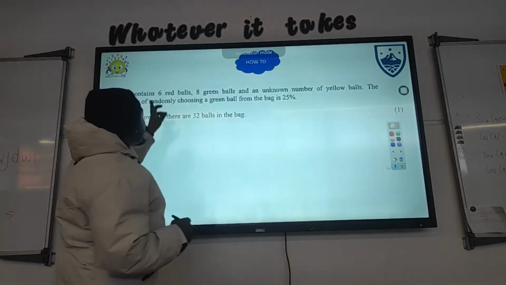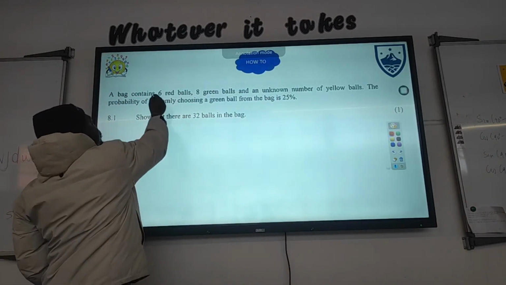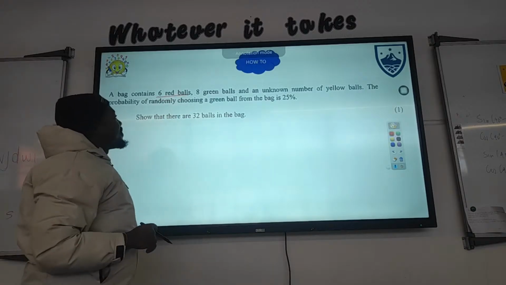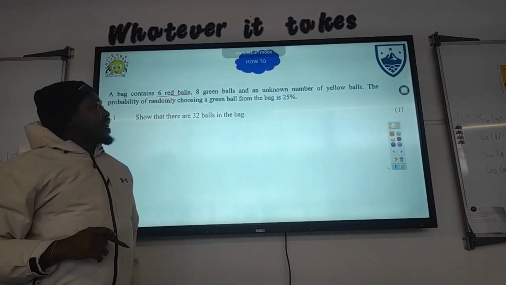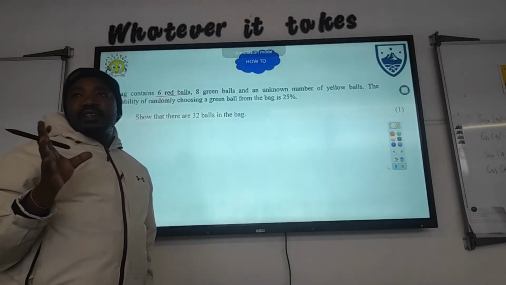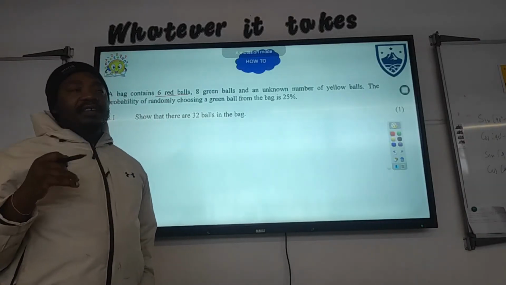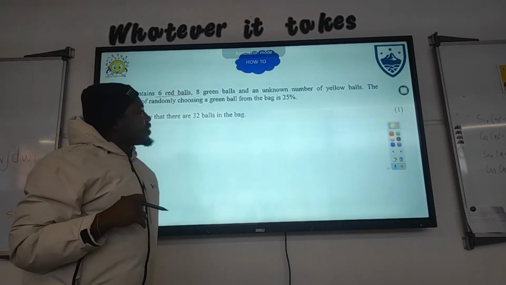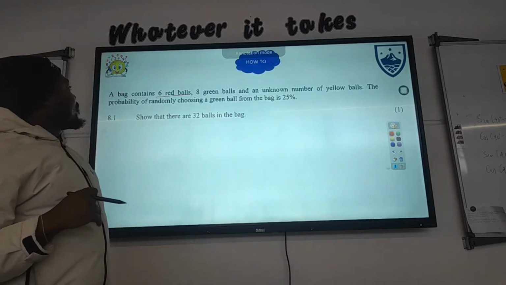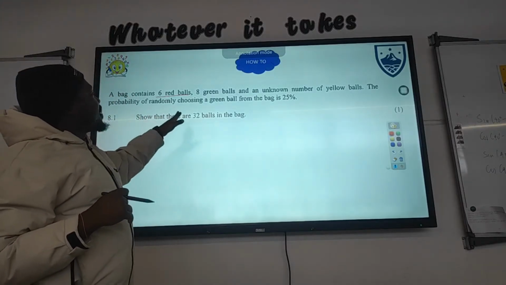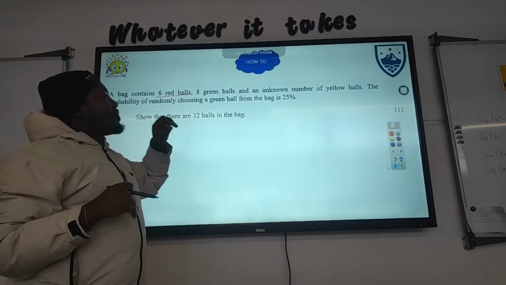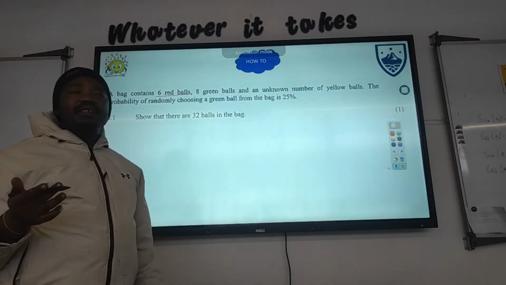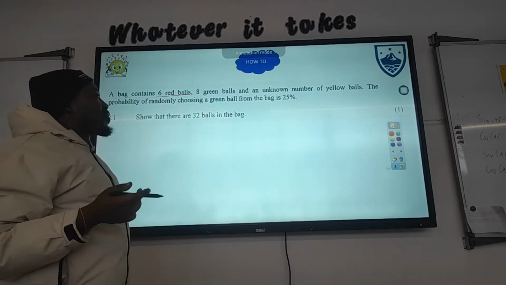So we have 6 red balls, and then we have 8 green balls, and we have an unknown number of yellow balls. So we have three different sets of balls, and the probability of randomly choosing a green ball from the bag will actually be 25%, because we're dealing with probability.